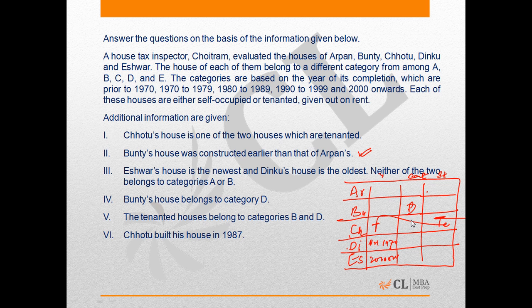Therefore, the category of Chotu's house will be B, and we know that Dinku's and Iswar's houses do not belong to categories A or B. So category A must go to Arpan, and Dinku's house belongs to either category E or C, and the same goes for Iswar's house.